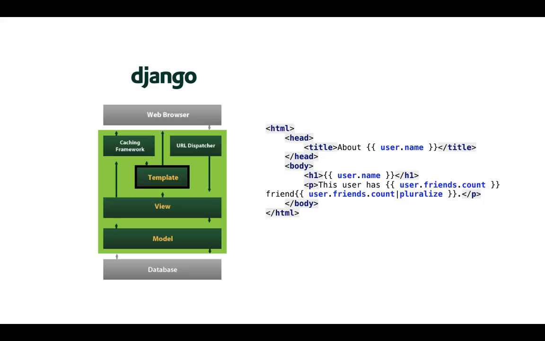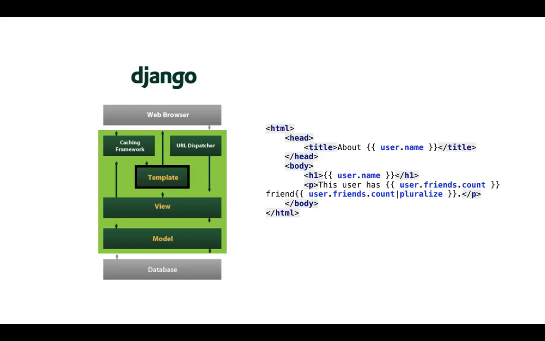So if you take a look, for example, at this HTML, it looks fairly straightforward. But if you look at the title, for example, it says about, and then it says user.name. So whichever user we're currently talking about, we want to find their name. We don't know which user it could be. It could be any user in our database. There could be millions of users in our database. But whichever user it is, we want to find their name. Same exact thing for the H1.